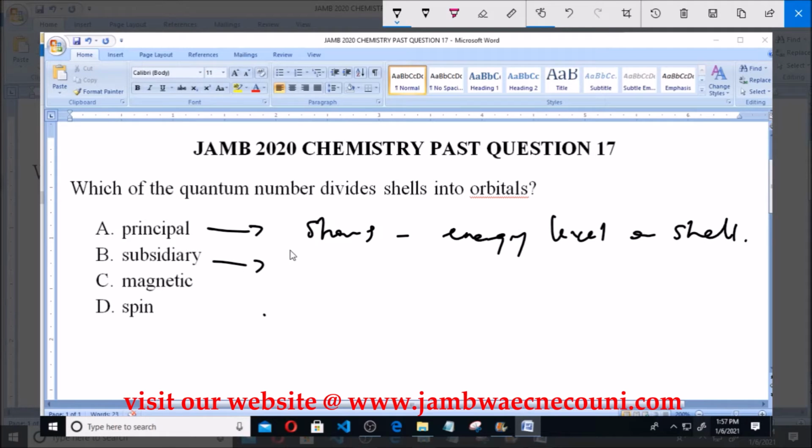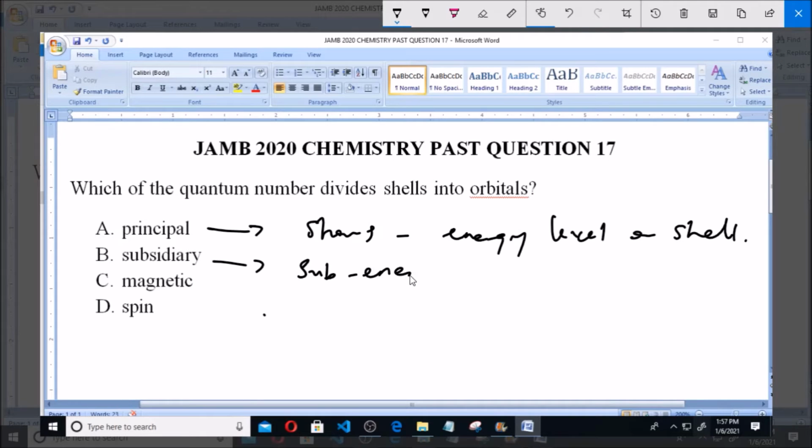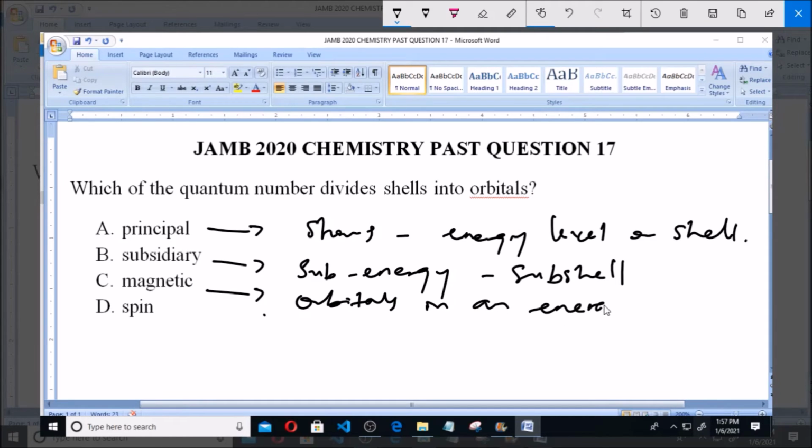The subsidiary quantum number represents the sub energy level, or what we call the subshell level. The subshell. Then the magnetic quantum number simply shows the number of orbitals in an energy level. It simply means that the magnetic quantum number divides shells into orbitals.